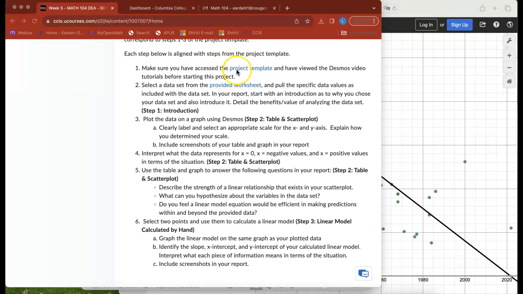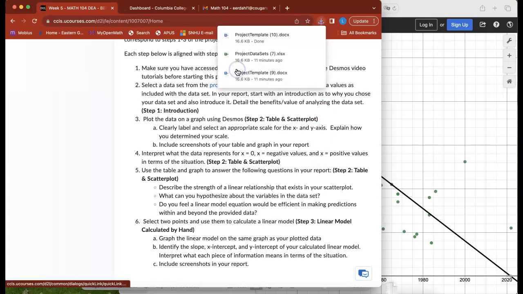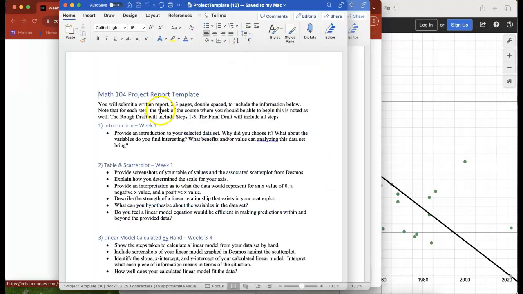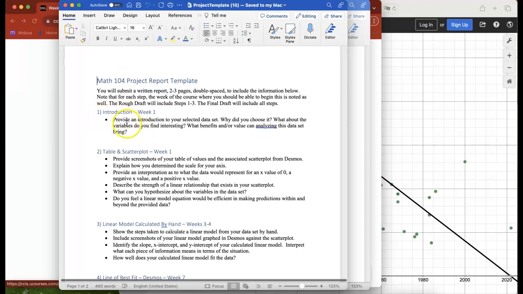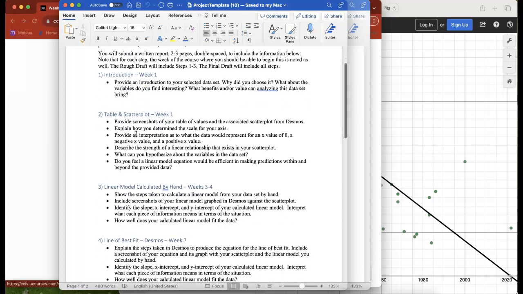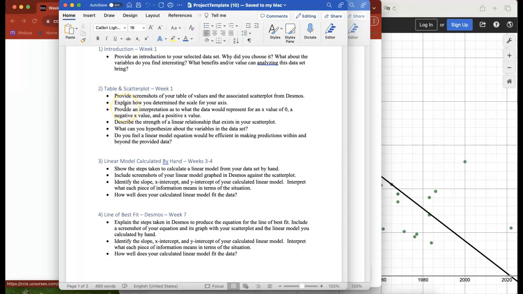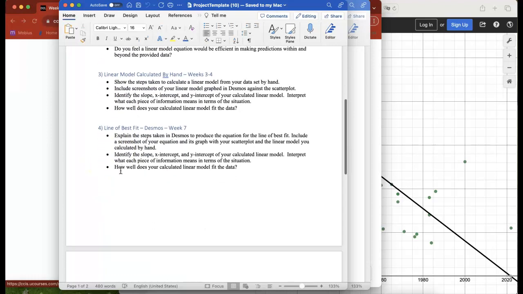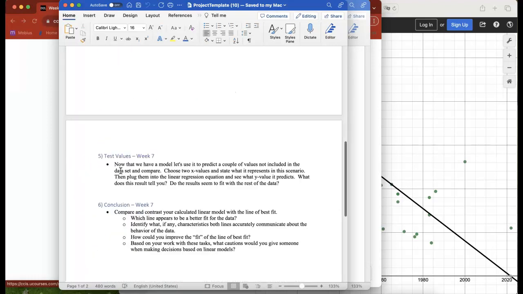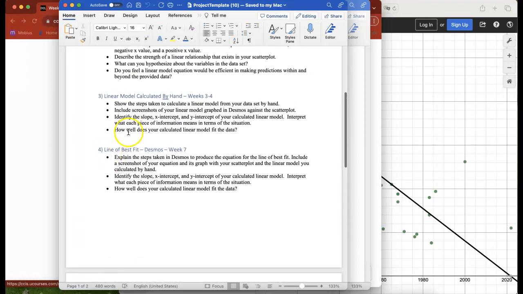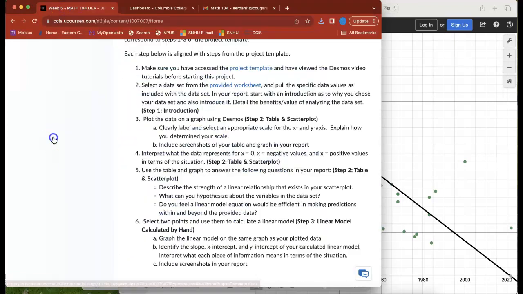It is now time to move on to part 3. I'm sure you're very excited that the project is due this week. So just to review, I'm going to pull up the documents again. So we pull in the week 5, you have all of the documents you need. The report template, we've already gone through. The introduction, and part 2, the table and scatter plot. And now we're going to look at part 3, the linear model. And then later on we will look at 4, 5, and 6. So I'm going to go ahead and delete that.